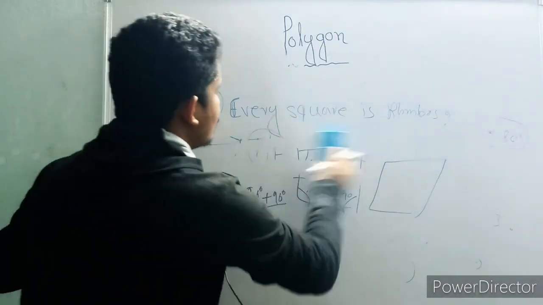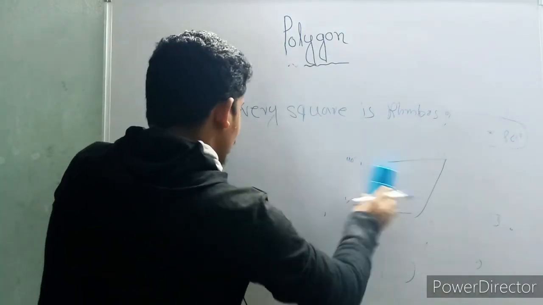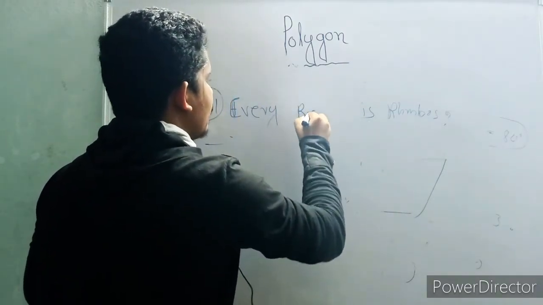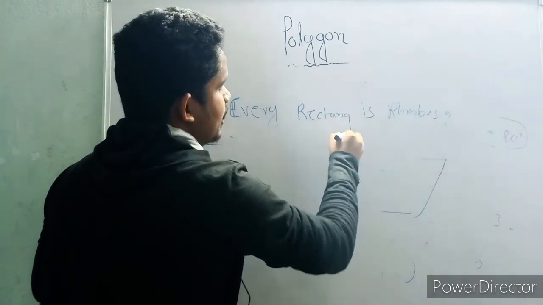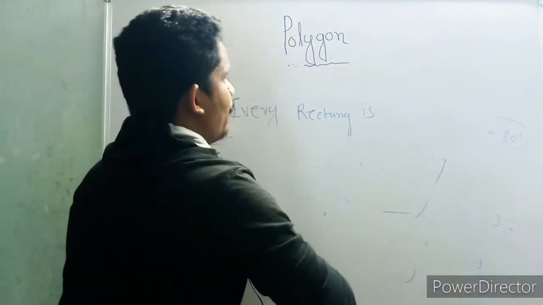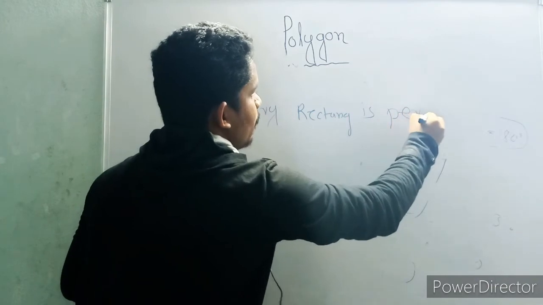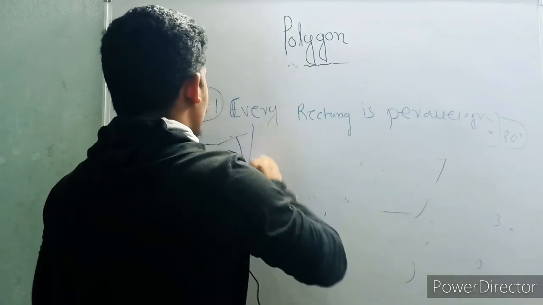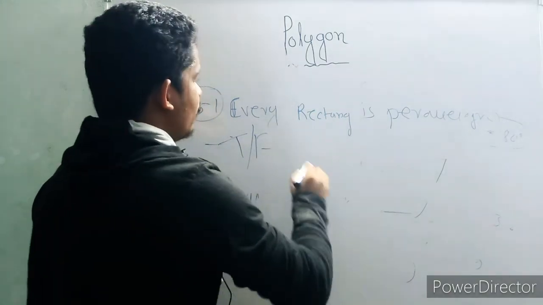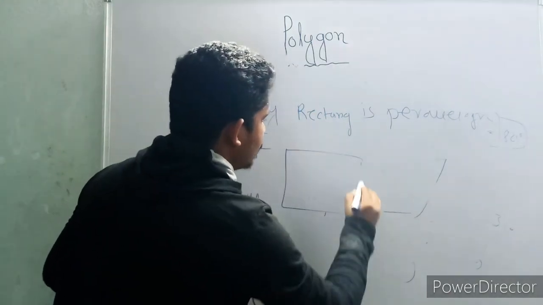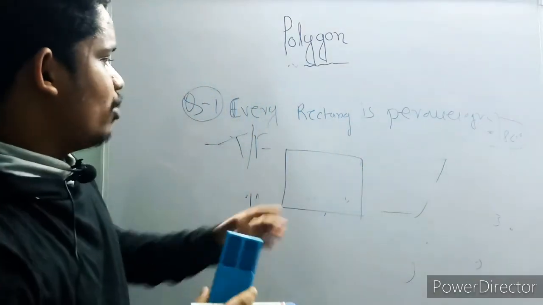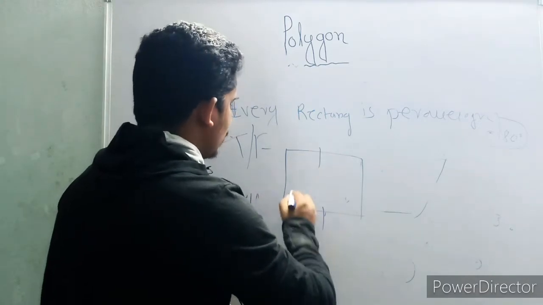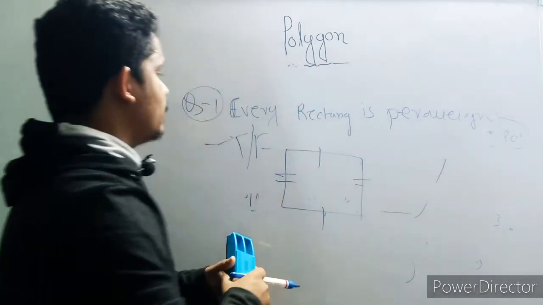Now another question sometimes comes. If they are asking not about a square, but they say every rectangle is a parallelogram, what will be your answer? Is it true or false? See, suppose I am just drawing one rectangle. To be a parallelogram, you have to satisfy that two opposite sides are equal. In the case of a rectangle, this side is equal to this side and this side is equal to this side. So the first property is satisfied.